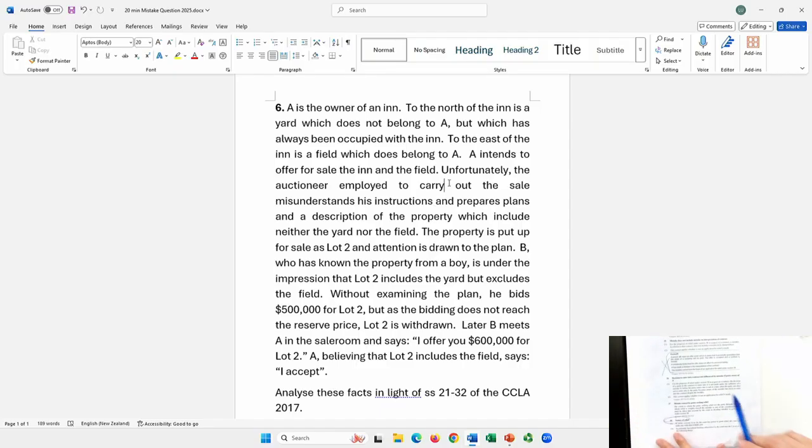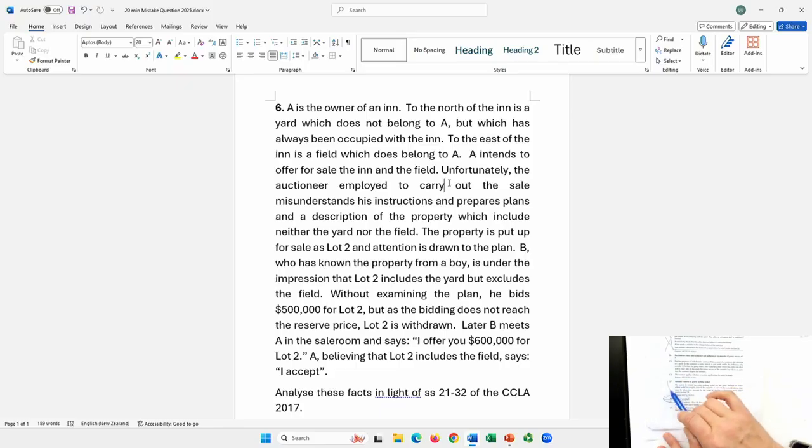Okay, section 25 is not relevant here. There's no mistake as to the interpretation of the contract because, well, there's no written contract for a start. Both parties are intending to buy and sell lot 2. It's just what lot 2 consists of, or the quality of lot 2.